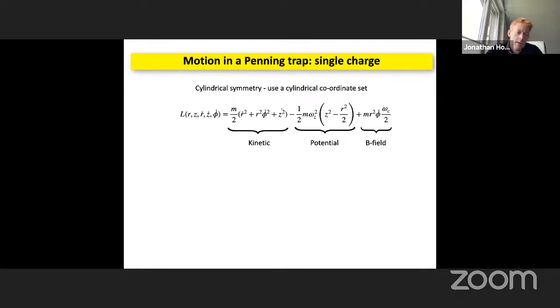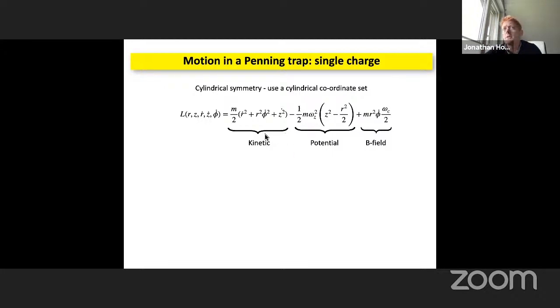So when we think about motion in a Penning trap, we have to deal with the kinetic energy, the potential energy, and the magnetic term, right? That magnetic term adds a reasonable amount of complexity that's not in your most basic treatments of mechanics, and that's why I'm going to tell you a little bit more about that today. I've drawn here the Lagrangian of our system in cylindrical coordinates, because we have a natural cylindrical symmetry in this problem. That is, it is symmetric around the magnetic field, right?